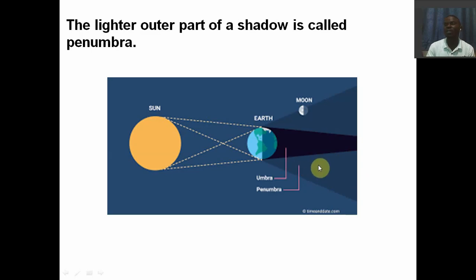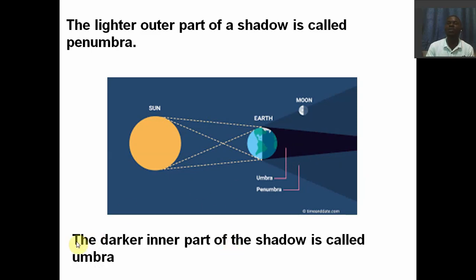So when a shadow is cast, it has a darker part and a lighter part. The dark part of the shadow is what we are referring to as the umbra, and the lighter part of the shadow is what we are referring to as the penumbra. The penumbra is the lighter part, and the umbra is the thick dark part of the shadow. This statement says the darker inner part of the shadow is called the umbra, like you can see here. The inner darker part of the shadow is the umbra.